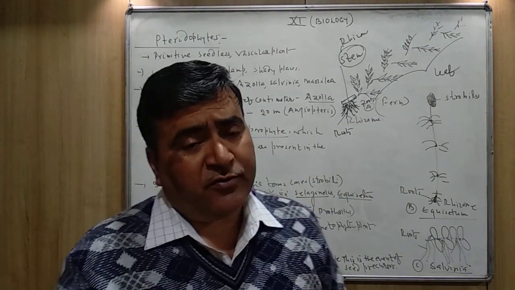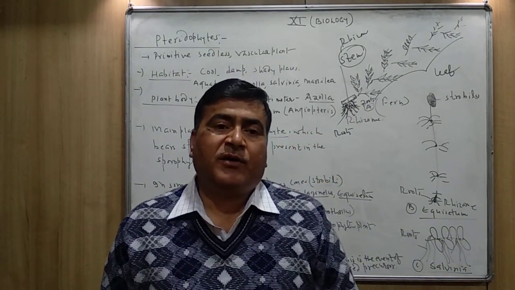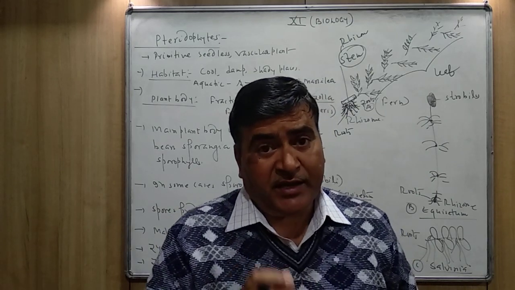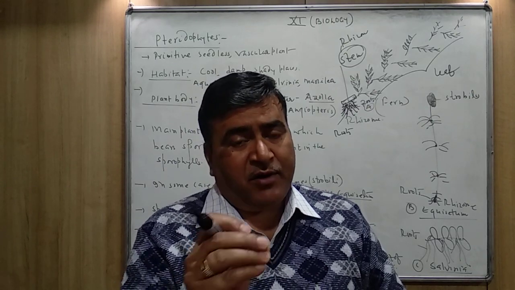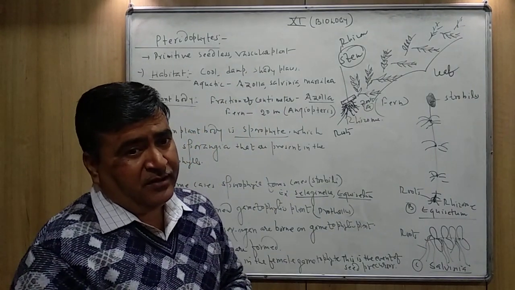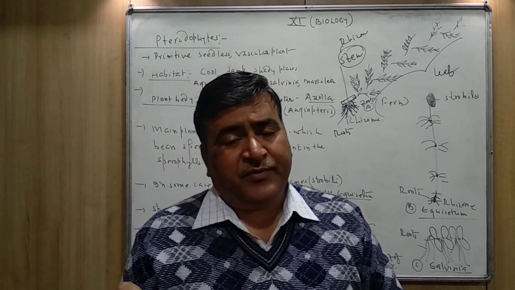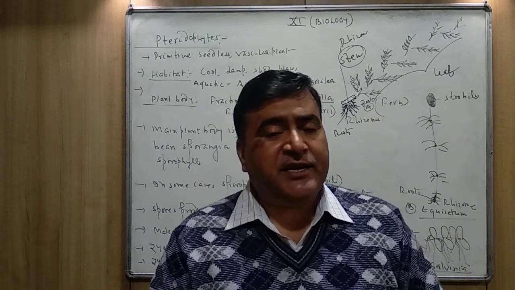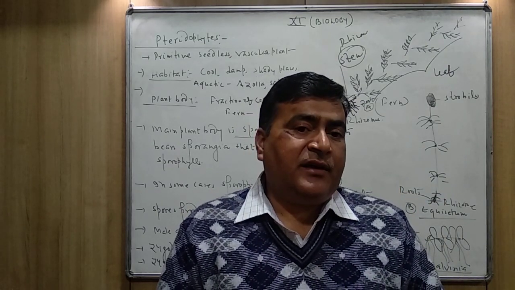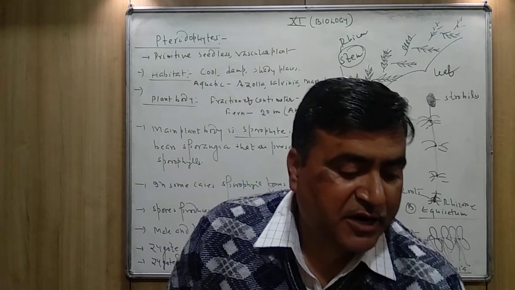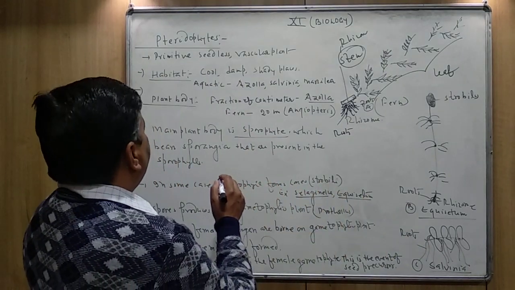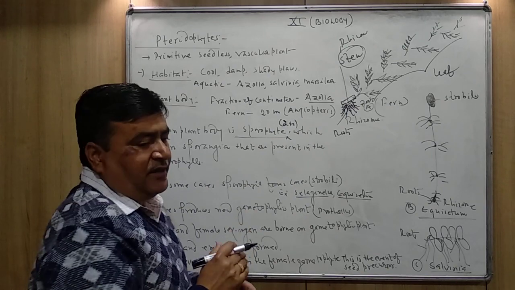The main plant body is sporophyte. Just recall the characteristics of the bryophyte. The main plant body of the bryophyte is gametophyte, but the plant body of the pteridophyte is the sporophyte, because all the cells of the main plant body are diploid in nature. The chromosomes are present in pairs in each cell, and because of the diploid nature of the cell, the plant is said to be what? Sporophyte. So the main plant body is sporophyte. You can write down 2N. Sporophyte 2N.